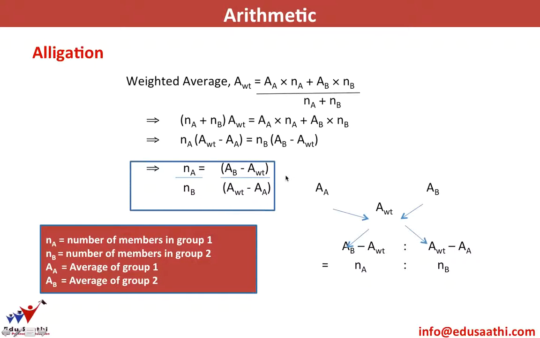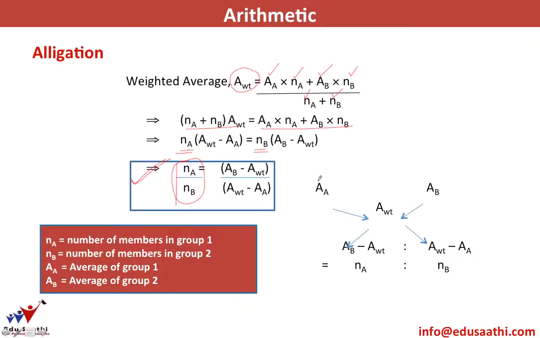It is actually derived from the weighted average only. If you remember your weighted average formula, this was the average of the first class into quantity, average, quantity. So if I just cross multiply the things with average, I get NA and NB multiplied on the left hand side, and I have the same thing on the right hand side. If I just adjust the terms with quantities, I get the alligation formula. So alligation is nothing but the weighted average formula adjusted to give you the ratio of the two components getting mixed.